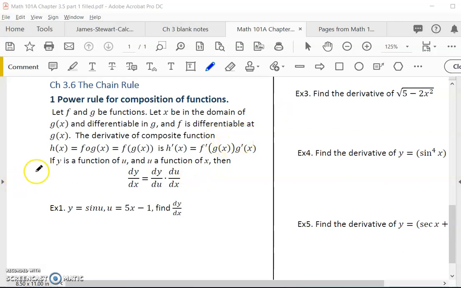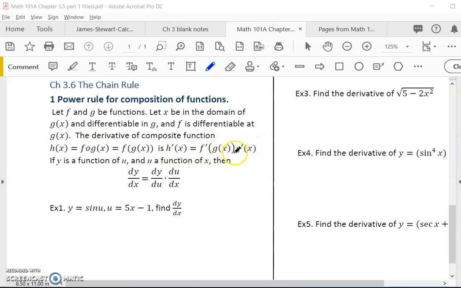One is to write your original function as h of x, which is a composition of f and g. g is the inside, f is the outside. We say the derivative of the composite function, h prime of x, is: you do the derivative of the outside only, keep the same inside, plug it in, and then multiply with the derivative of the inside.